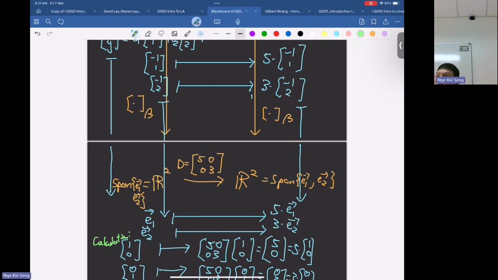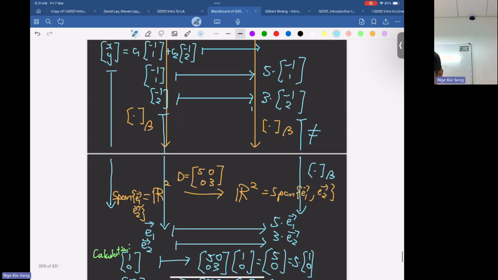Not equal. The arrow "sent to" is not equal. The main thing here is that it's not equal. This map comes from the coordinate vector mapping. The arrow doesn't mean equal. Please remember, this is the coordinate mapping here.